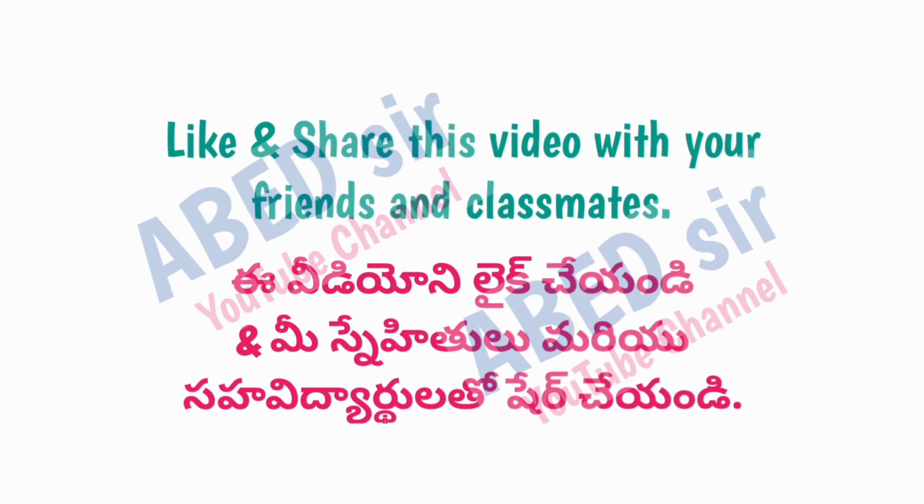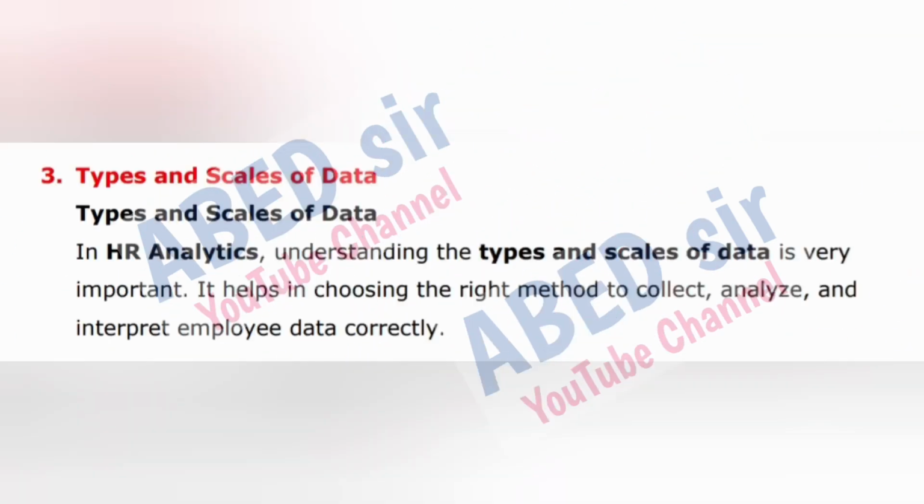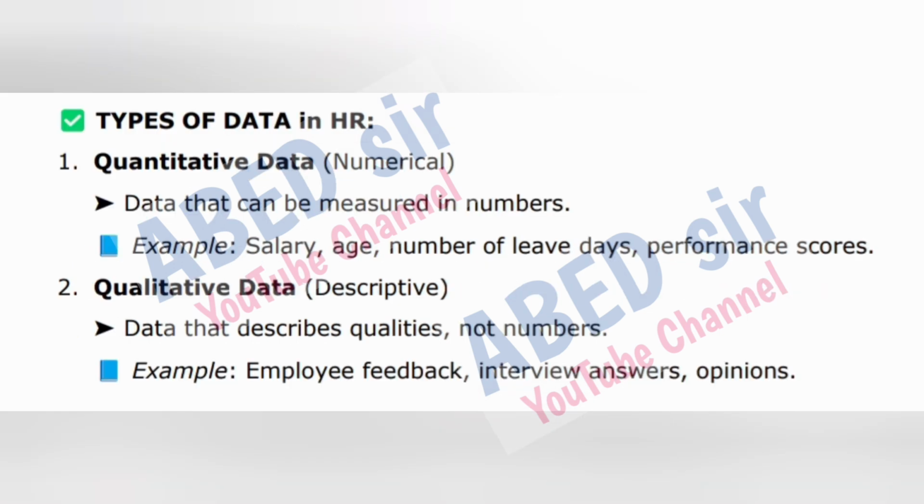Next important long question is 3. Types and scales of data. In HR analytics, understanding the types and scales of data is very important. It helps in choosing the right method to collect, analyze, and interpret employee data correctly. Types of data in HR. 1. Quantitative data, numerical. Data that can be measured in numbers. Example, salary, age, number of leave days, performance scores.